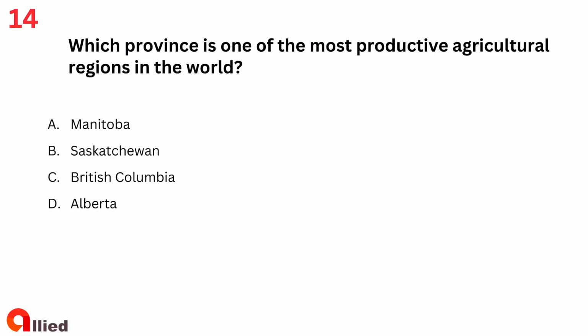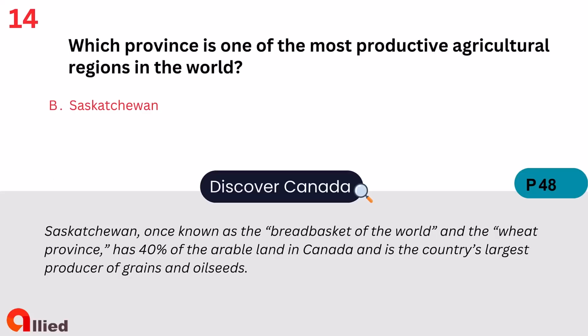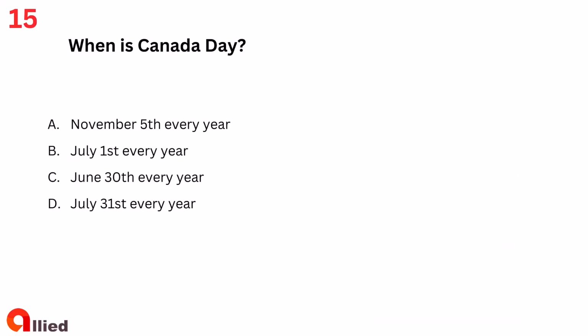Question 14. Which province is one of the most productive agricultural regions in the world? A. Manitoba. B. Saskatchewan. C. British Columbia. D. Alberta. The answer is B. Saskatchewan.